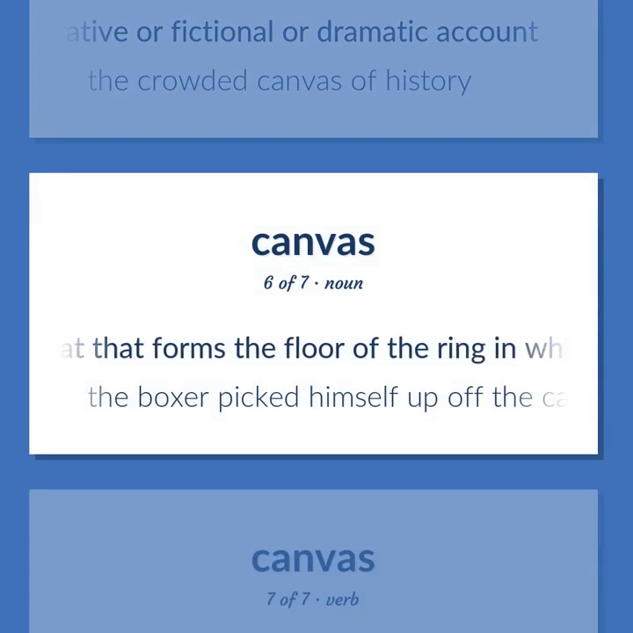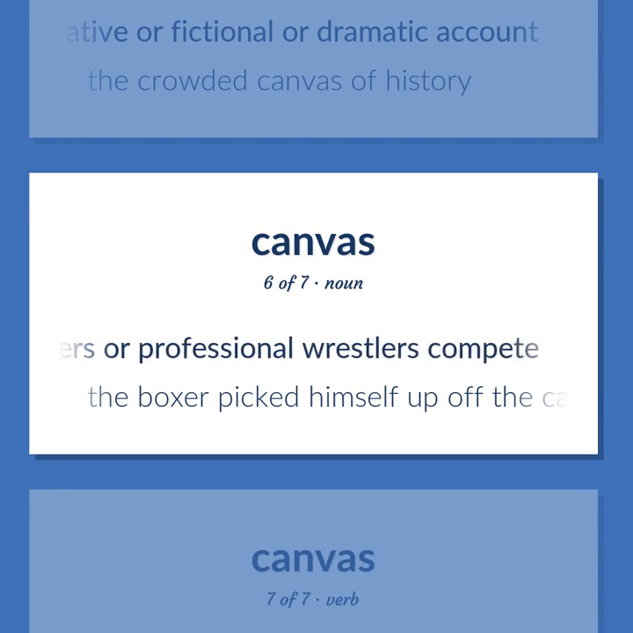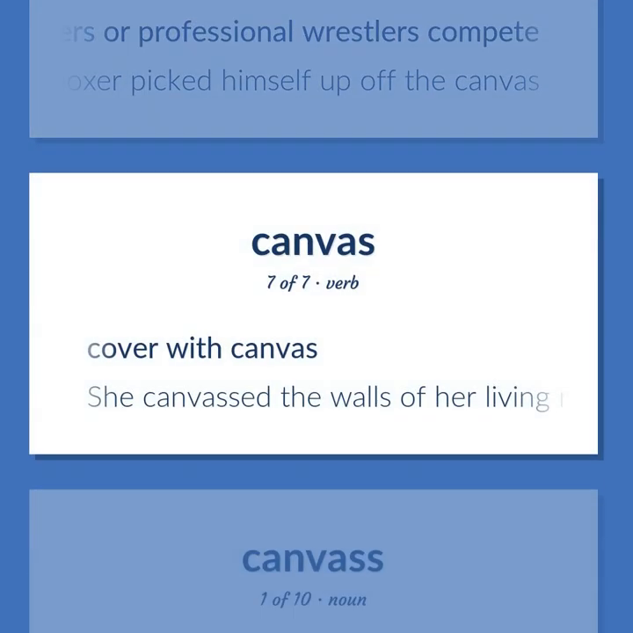The mat that forms the floor of the ring in which boxers or professional wrestlers compete. The boxer picked himself up off the canvas. Cover with canvas. She canvassed the walls of her living room so as to conceal the ugly cracks.